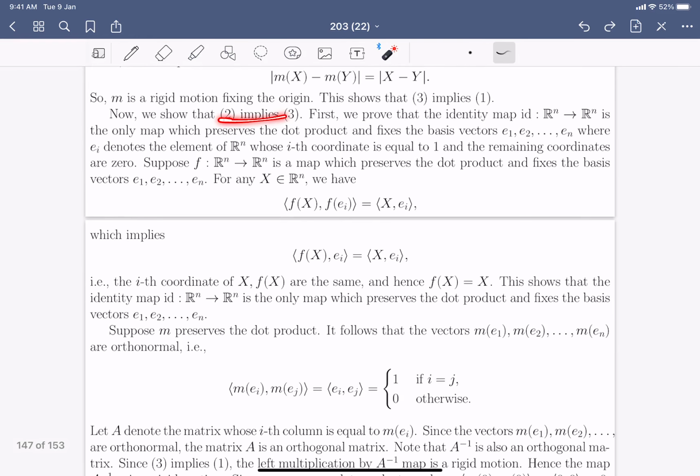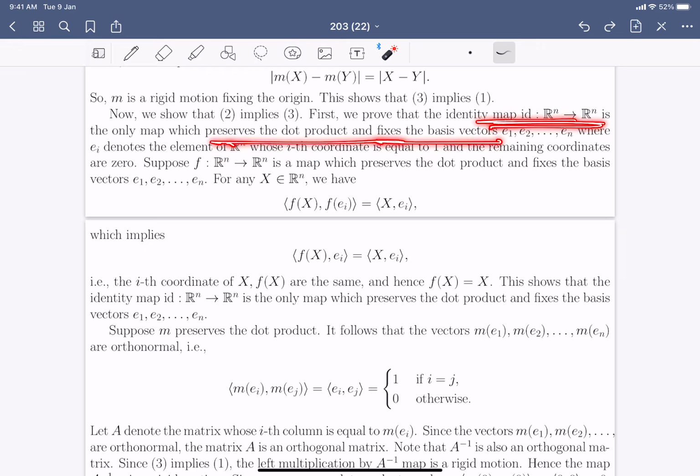To show that 2 implies 3, first we prove that the identity map from Rn to Rn is the only map that preserves the dot product and fixes the basis vectors e1 up to en. Here the ei's are the standard basis vectors. By that I mean e1 is 1 followed by n minus 1 zeros, e2 is 0, 1 and then n minus 2 zeros, and so on. More generally, ei is the element of Rn whose ith coordinate is equal to 1 and the rest of the coordinates are 0.